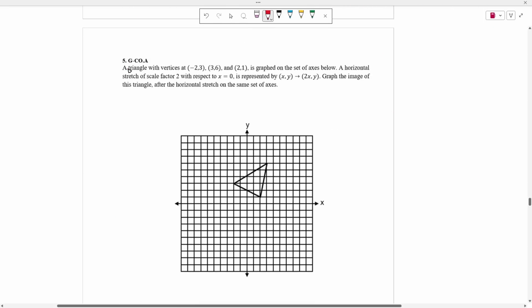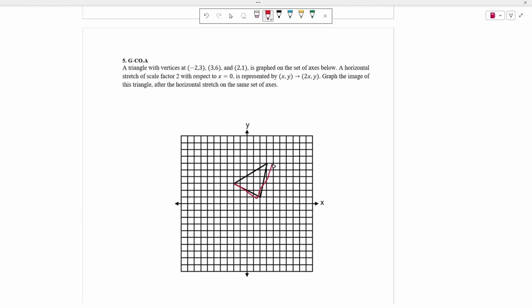Number 5 says a triangle with vertices at (-2, 3), (3, 6), and (2, 1) is graphed on this set of axes below. A horizontal stretch with scale factor of 2 with respect to x = 0 is represented by (x, y) gets turned into (2x, y). Graph the image of this triangle after the horizontal stretch on the set of axes below. So essentially, what's happening here is that they're stretching this image outwards.